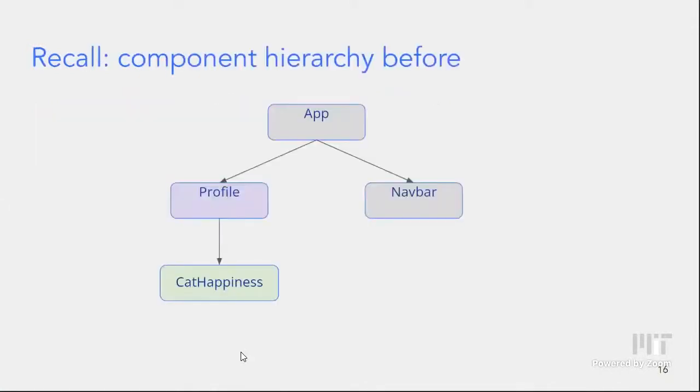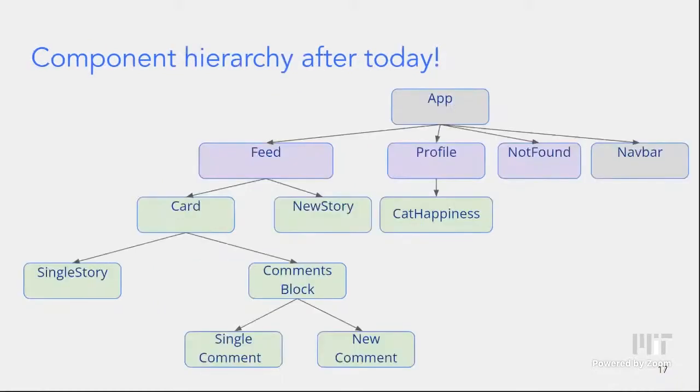Okay, so if we recall our component hierarchy from workshop 2, we had this big overarching app component that's just the parent of everyone. We also had our nav bar. We also had our profile component, and inside the profile component, you guys have this cat happiness where you can click to increase the cat happiness. And so after today's workshop, we'll be expanding our tree by a lot. We'll be adding this whole entire feed subtree. And what this feed subtree or feed component is, is that it contains all of our stories and all of the comments for all of the stories.